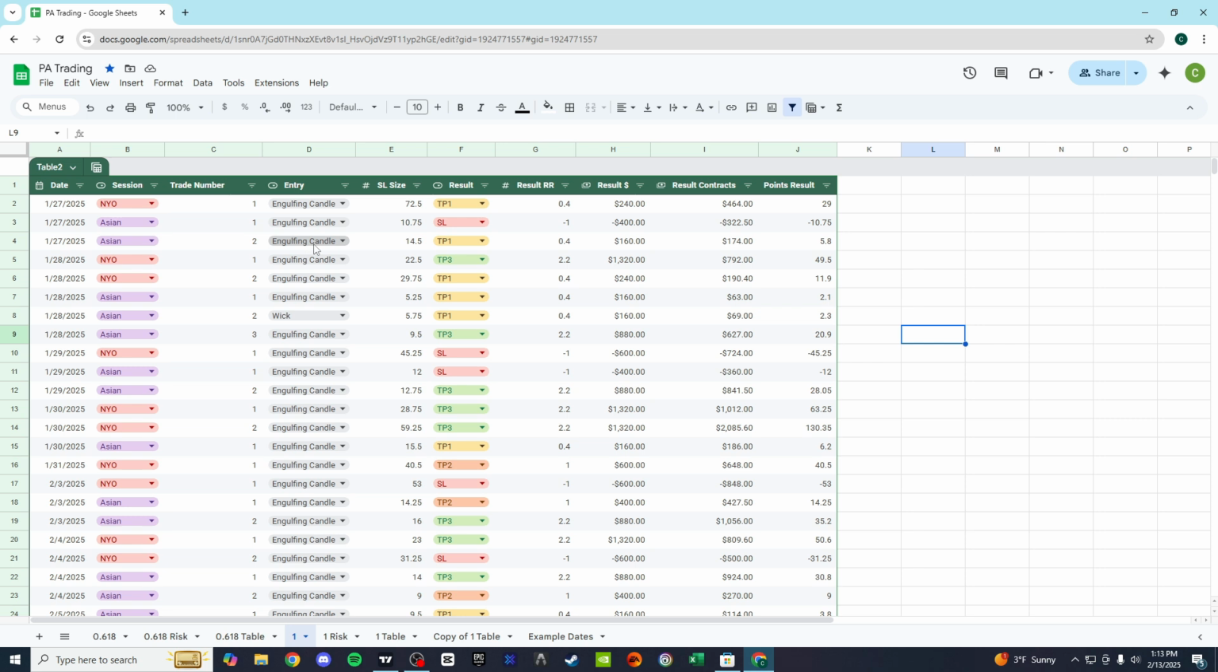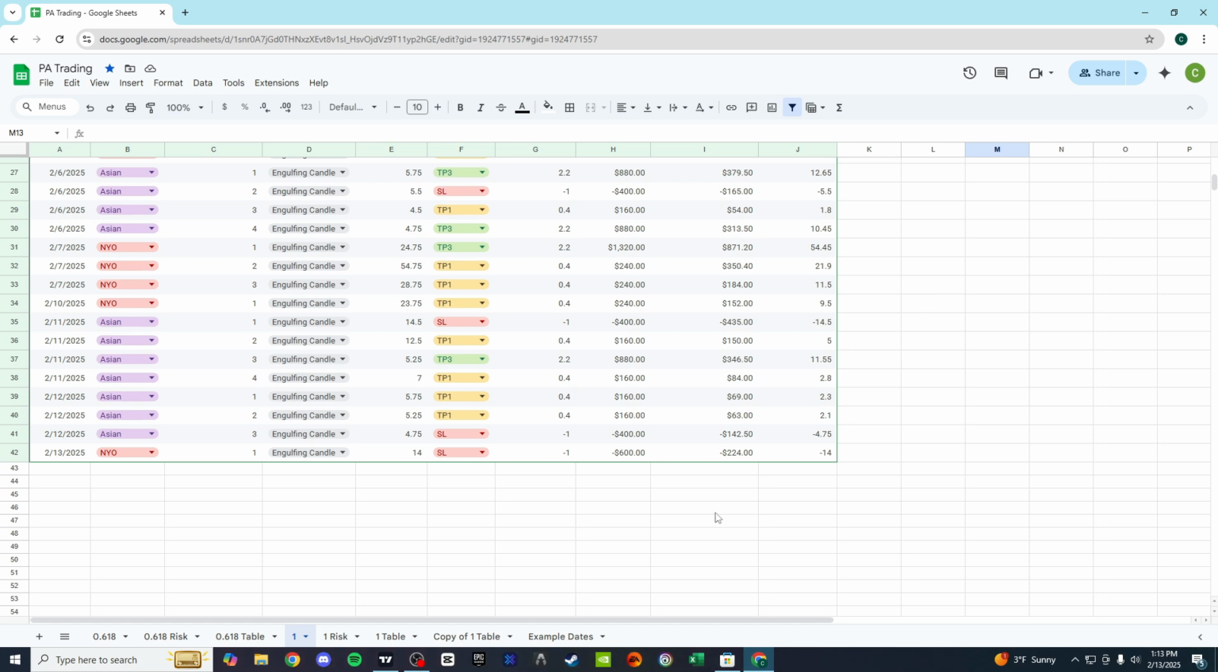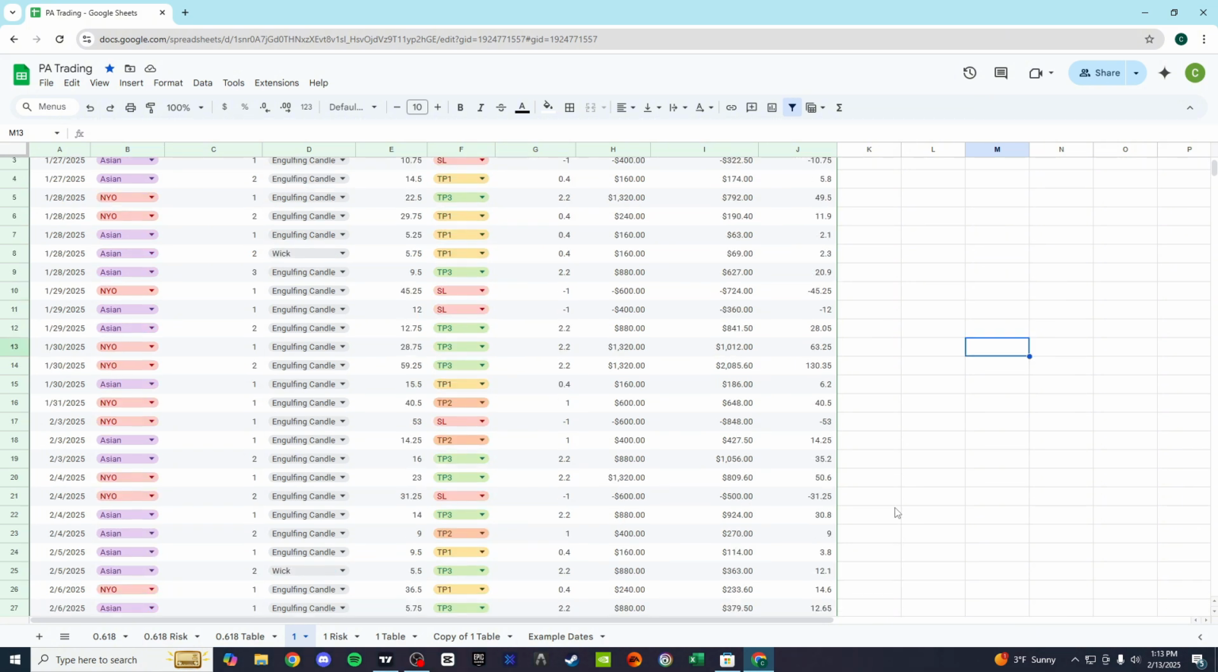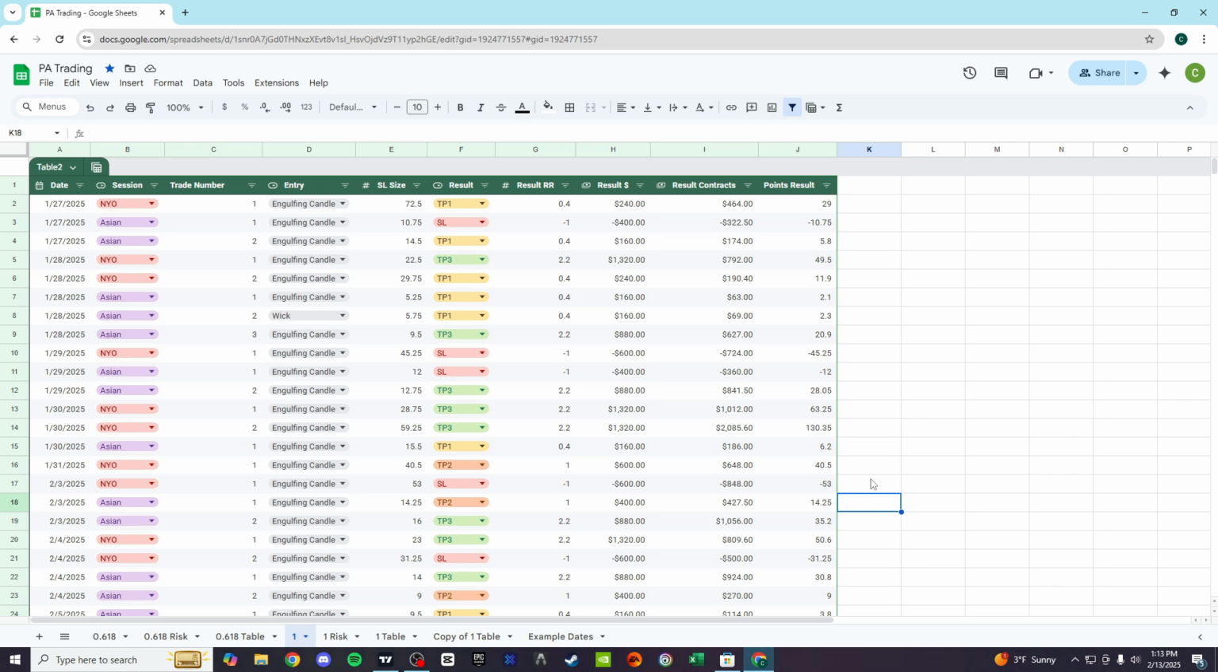But yeah, just remember the entries: one loss a day for New York, two in a day for Asian, and Asian, I don't think I said, is 8 p.m. to 11 p.m. Eastern time. And then just wait at least one candle after open to enter. Yeah, I think that's it.